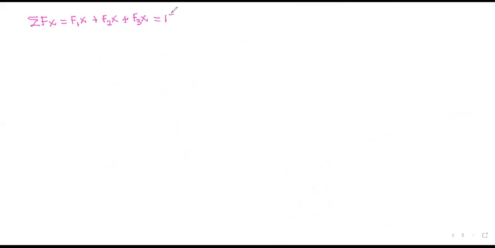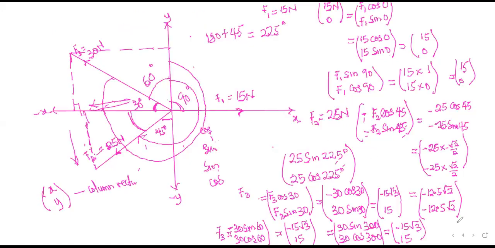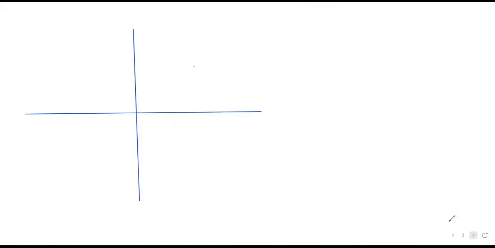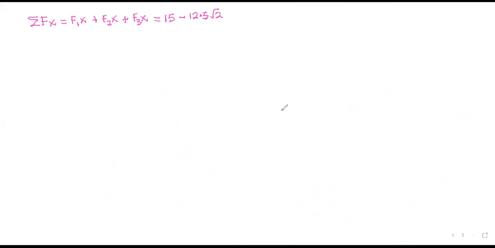So 15 minus 12.5 root 2. Then the x component in 3 is also negative, minus 15 root 3. Please simplify this for me. Change 12.5 root 2 to decimals, and then 15 root 3 to decimals as well.